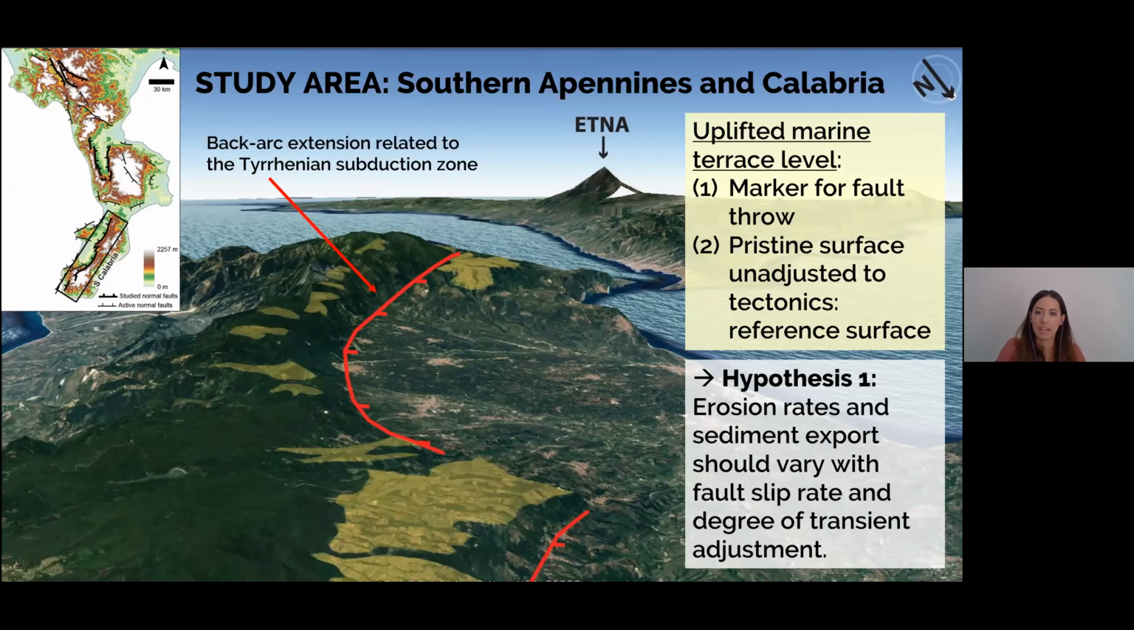But what makes these normal faults an ideal setting to test this hypothesis is this flat uplifted surface that is a relatively continuous marine terrace, a terrace that formed just before normal faulting started. This is very useful for us because it represents, one, a marker of fault throw that allows us to derive a relatively continuous profile of fault throw rate along the fault, and also because it represents a pristine surface that is not adjusted to tectonics, which we can use as a reference to quantify how adjusted other parts of the catchments are.